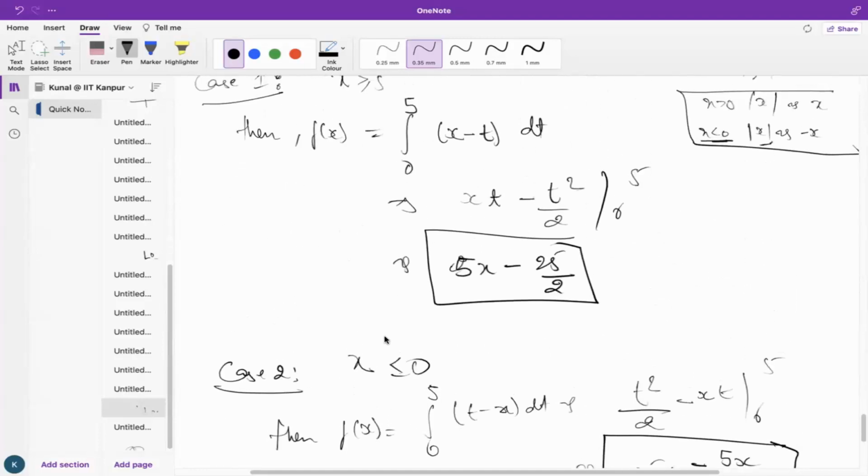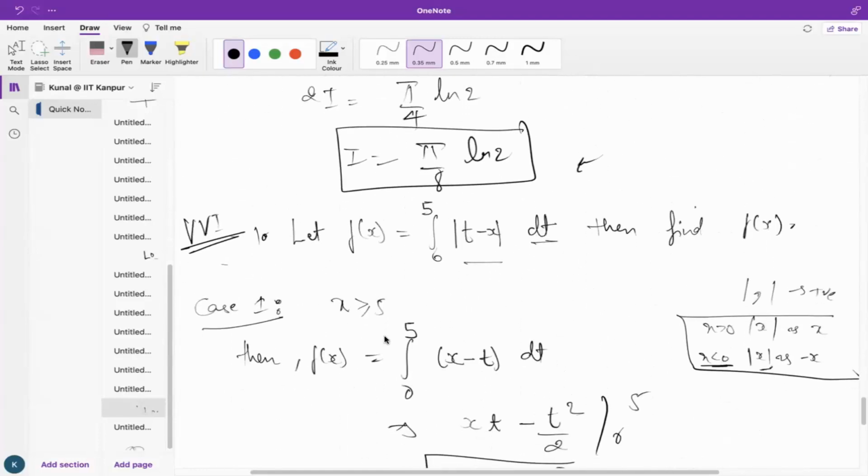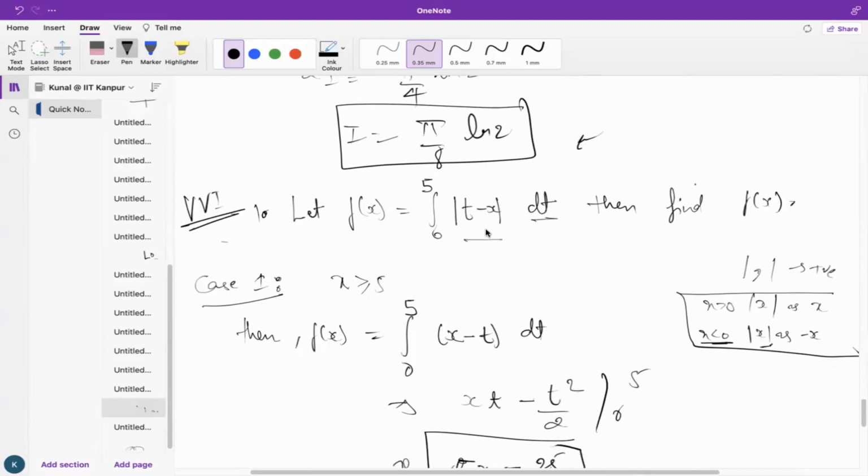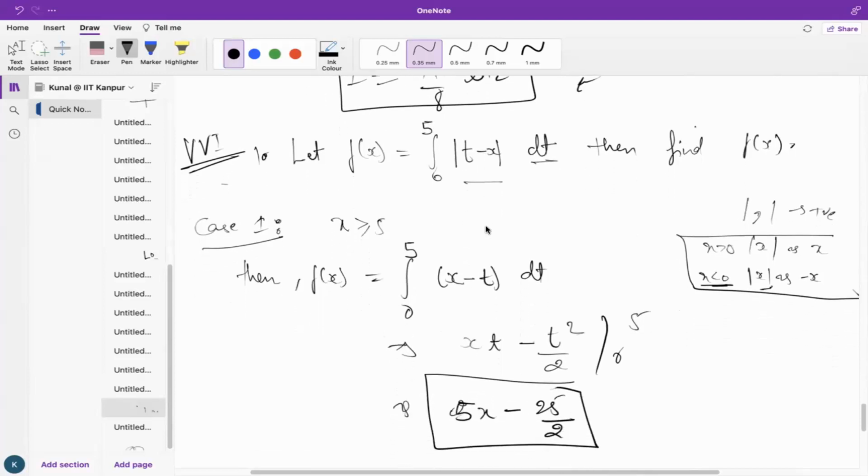How can you decide that it is positive or negative? I'm saying that if the value is greater than 5, then it shows that yes, this is negative, since the value inside the mod is negative. If the value is less than 0, then minus minus becomes plus, so it seems like this is positive. But what if the value lies between 0 and 5? How can you decide that?